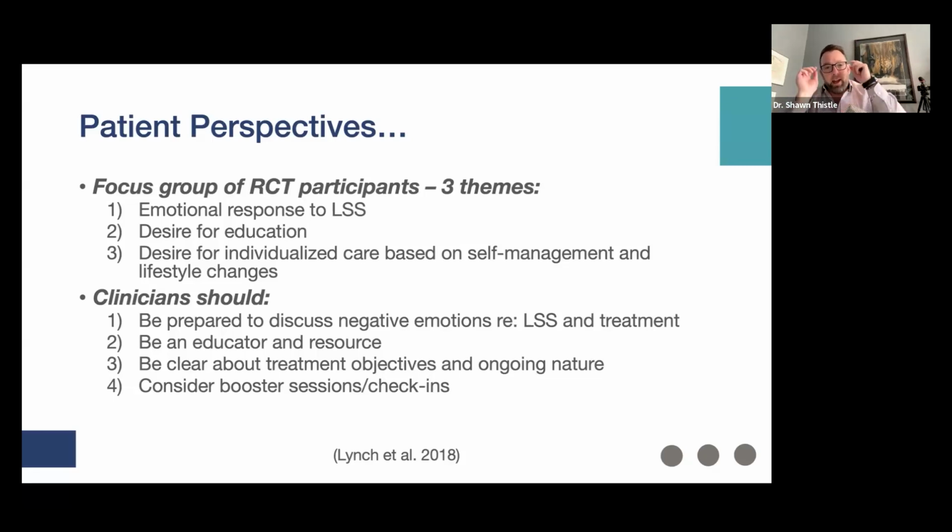Anyone who has aging parents understands that the conversations you have with them get a little bit more depressing over time. I mean, time is undefeated, right? So slow chronic degenerative conditions are tough to deal with, and it's not surprising that patients exhibit and display negative emotions. As clinicians, we should aim to be educators and a resource on this, and be clear about our treatment objectives and the ongoing nature of this.